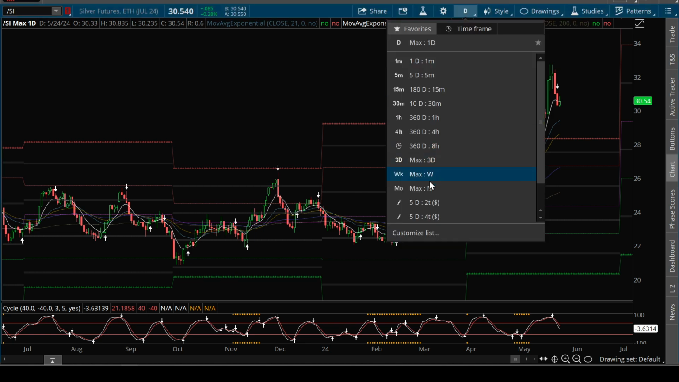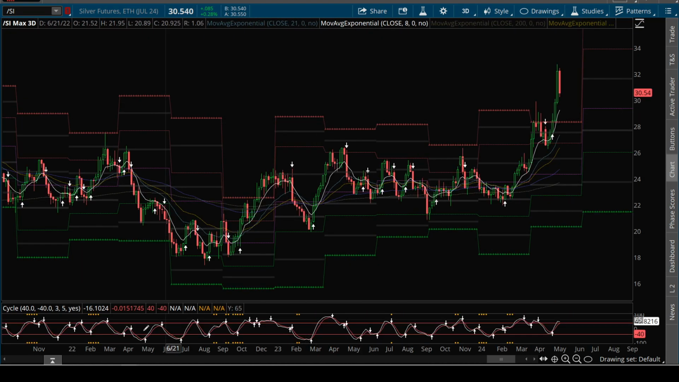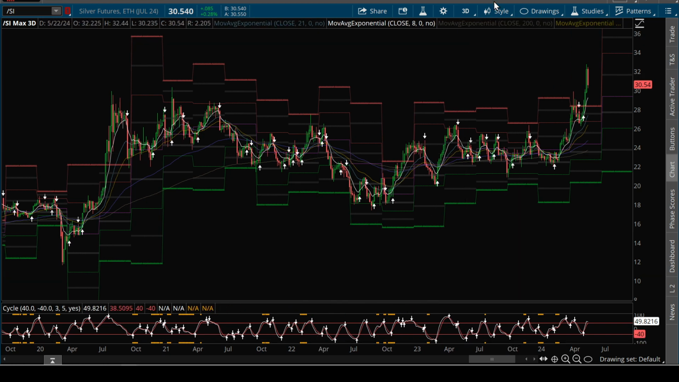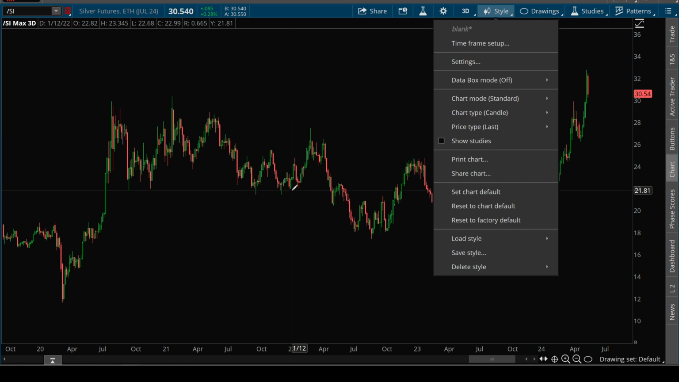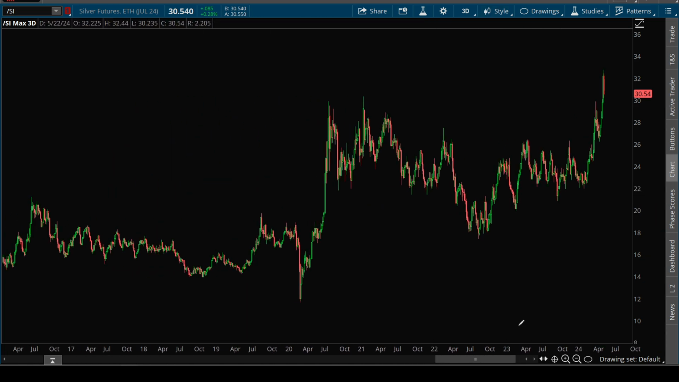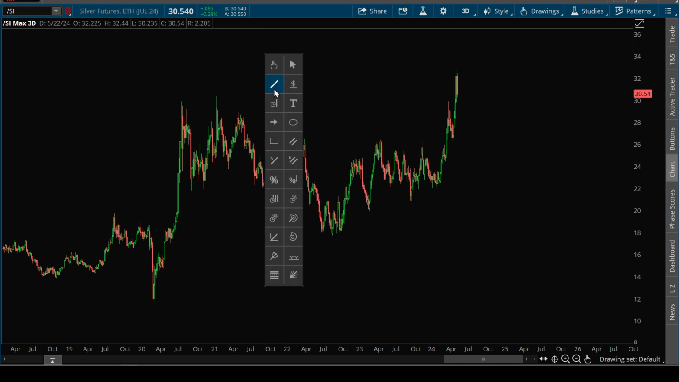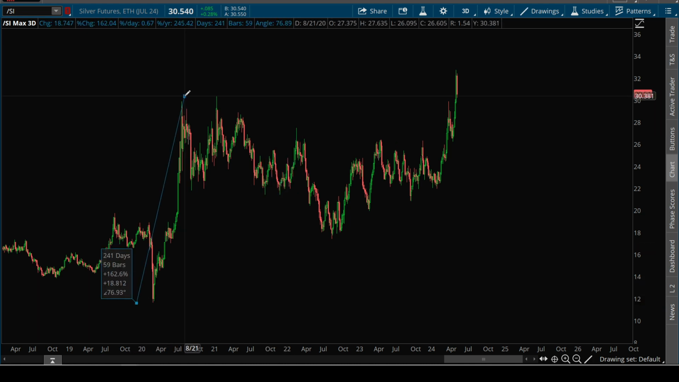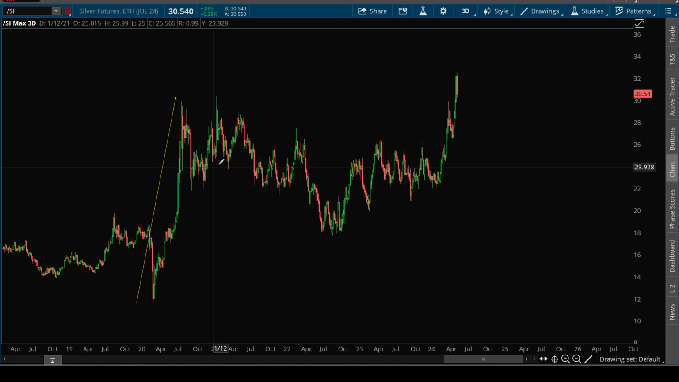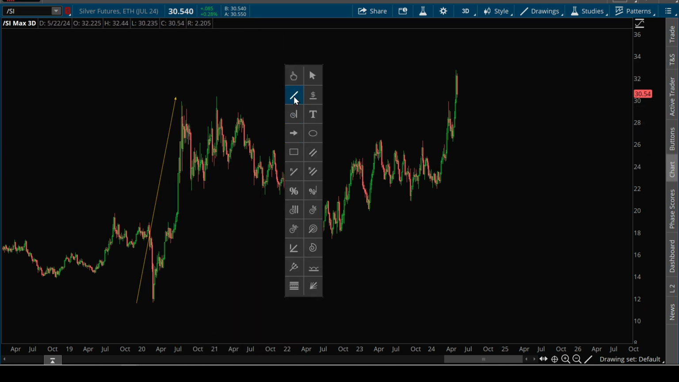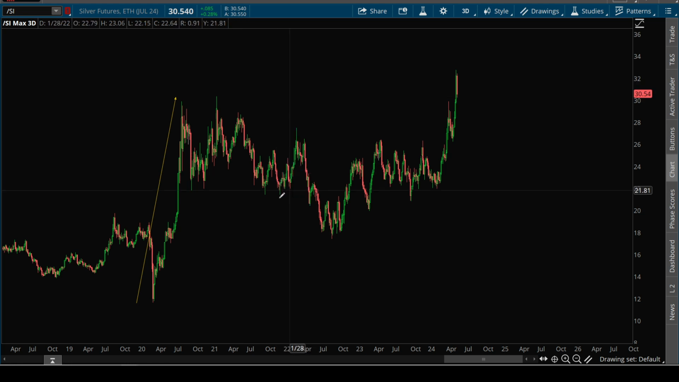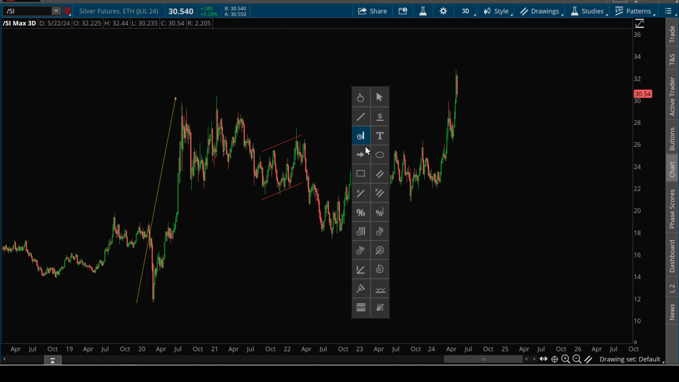Pattern wise, let's jump up to the 3-day chart and we'll go over this pattern real quick. I'll hide these indicators. And what do we have pattern wise on silver? We have an impulse up right here. We have an impulse up. All right. And then we have a 3-wave correction down. All right. So you got an impulse up, a 3-wave correction down.